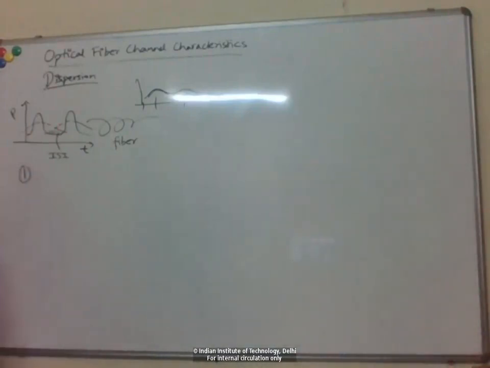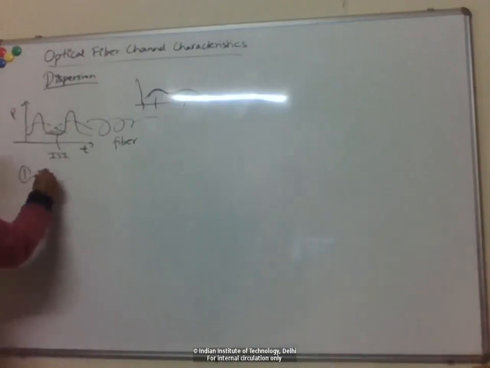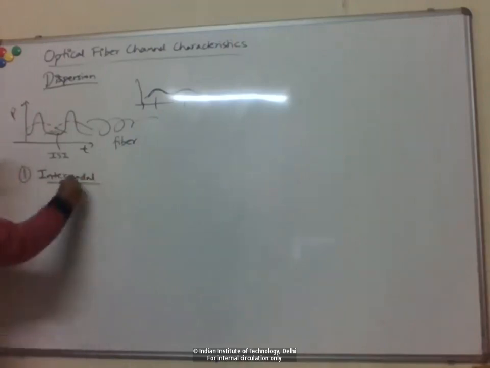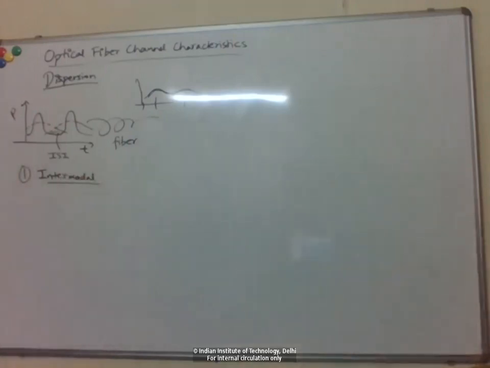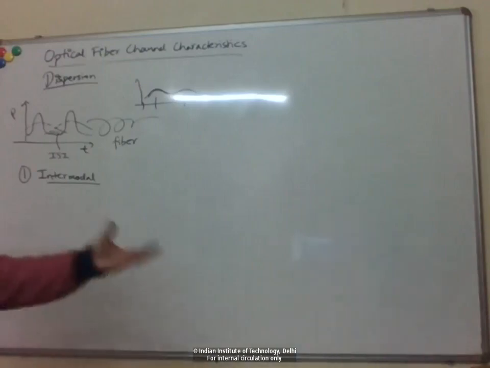So again, this is some recap from the fiber optics course. There are various mechanisms of dispersion depending on the type of fiber used. Right, so the first one is intermodal dispersion. This is the dominant dispersion mechanism if you use a multi-mode fiber. Right, so this V number, if it's large, if it's not less than 2.4 but some larger number, then you have more than one mode.